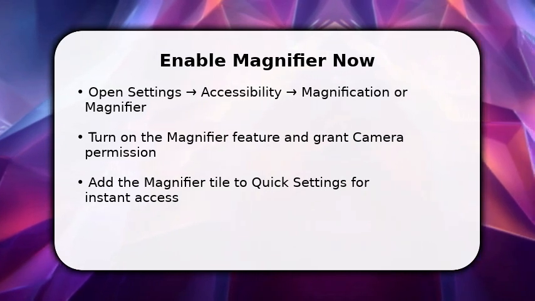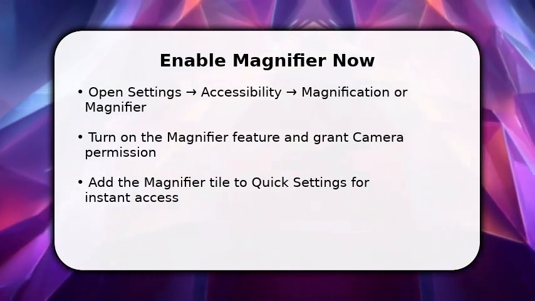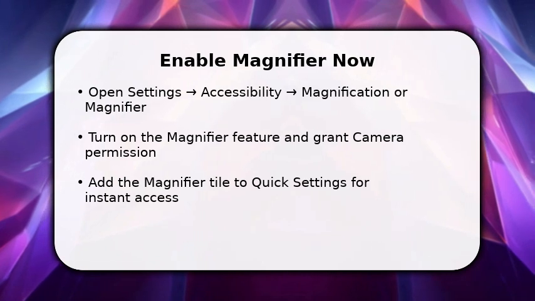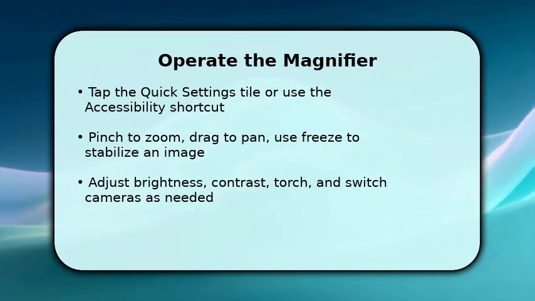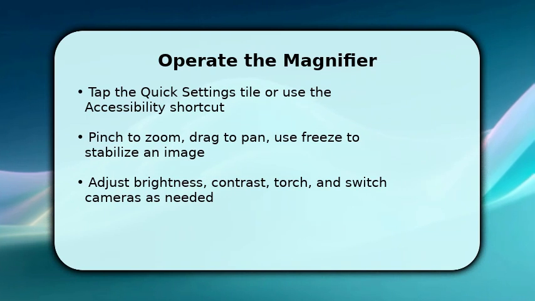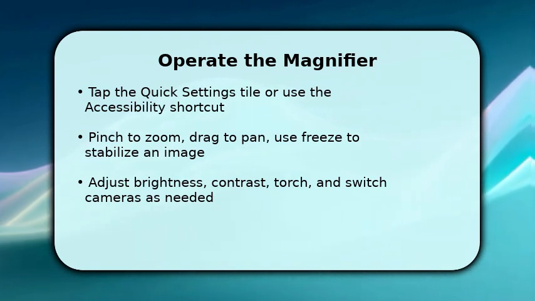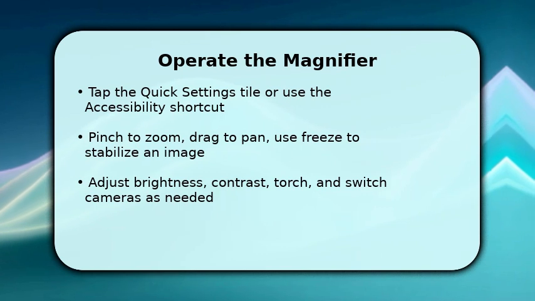Make sure your phone isn't in battery saver mode, which can limit camera access. Now you're using it. Tap the Magnifier tile or trigger the accessibility shortcut you set. Pinch to zoom in and out, and drag the live view to move across the scene. This controls the camera's field.